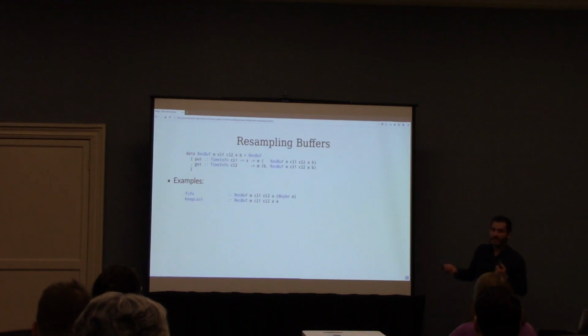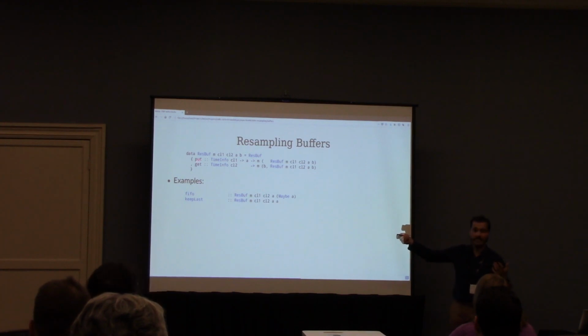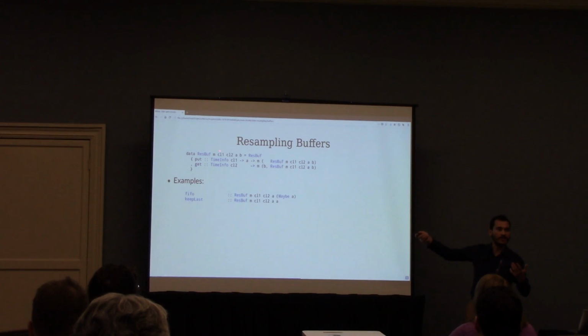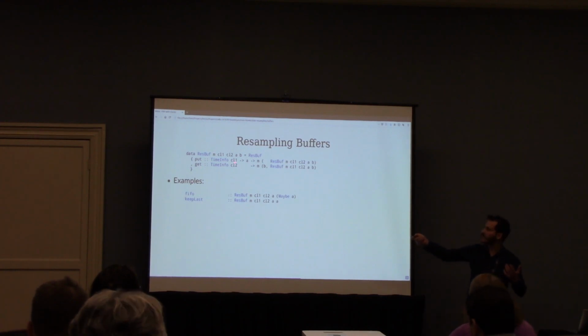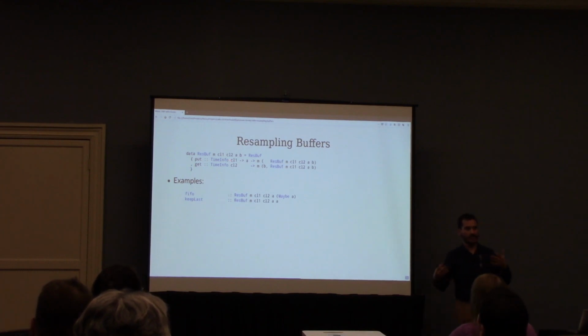And the other thing that we need is a resampling buffer. And the idea of a resampling buffer is that it's kind of like a wormhole between two signal functions. On one end, you can put information, and this information comes in following this clock rate, the clock 1. You take the input sample, and you put it in a resampling buffer. And then you can get it from the other end, but you get it at this other rate. So the resampling buffer just captures the idea that you will have to downsample or upsample information.